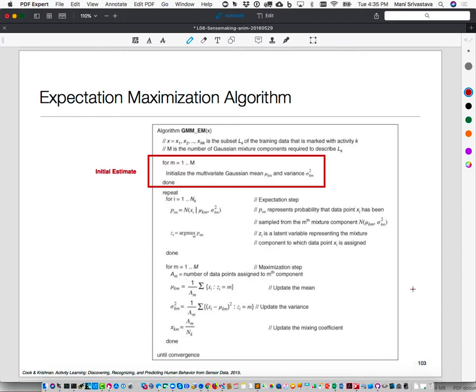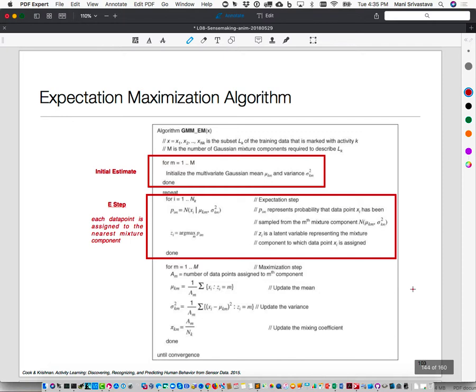So you start with an initial estimate. You give some initial value to all those parameters. Okay, and what is very commonly done is you will say mean is 0 and standard deviation is 1 or something like that, some kind of reasonable looking initial value. Then the whole algorithm operates in a loop over two phases, expectation and maximization. In the E step, each data point we will assign to the nearest mixture component.